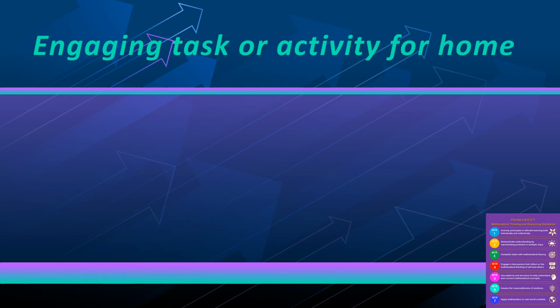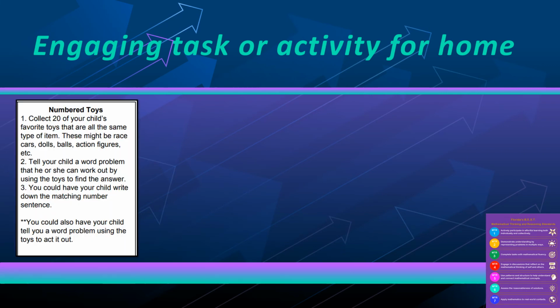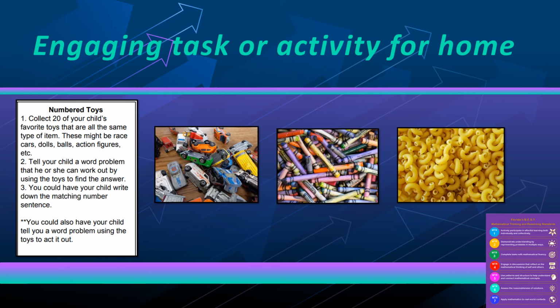Home is a great place for students to continue their learning. This is an example of an activity from the Scope 2 parent letter. Students could gather 20 of their favorite objects around the house, such as toy cars, dolls, crayons, or even food. Based on the objects they pick, create a word problem for them to solve with their objects as the star. Students could also write the matching number sentence to go along with their work. The purpose of this activity is for students to practice determining the actions within a story problem and writing an equation to go along with it. The parent letter includes this and many other activities from home, so make sure to check it out.